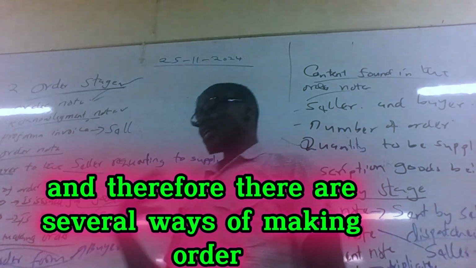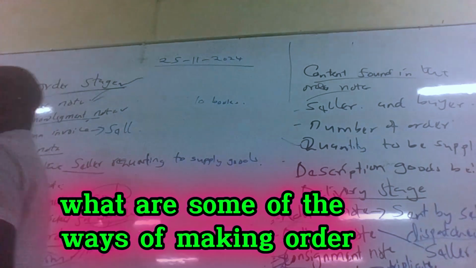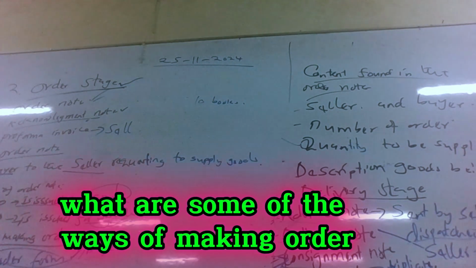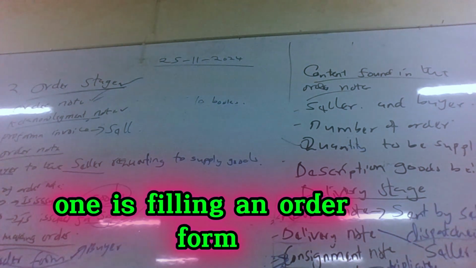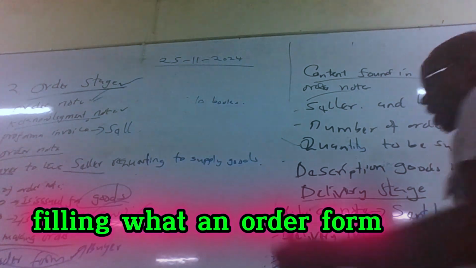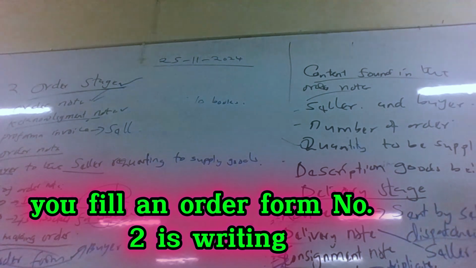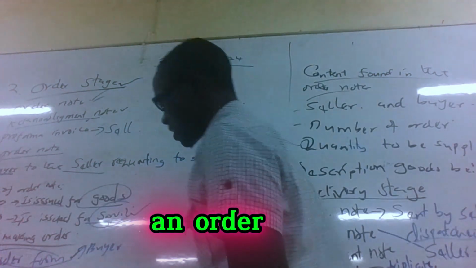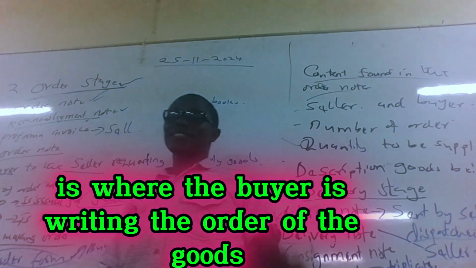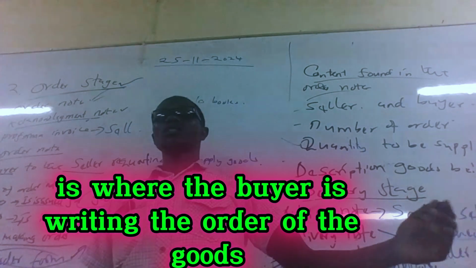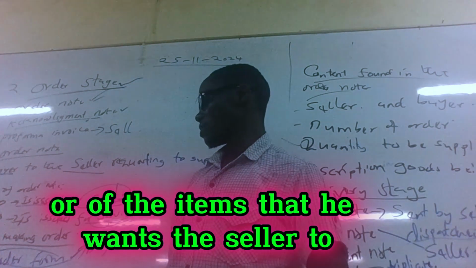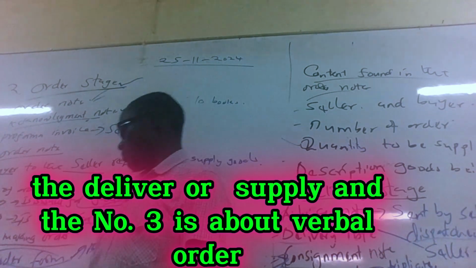Therefore, there are several ways of making an order. What are some of the ways of making an order? One is filling an order form. You fill an order form. Number two is writing an order. This is where the buyer writes down the goods or the items that he wants the seller to deliver or to supply.